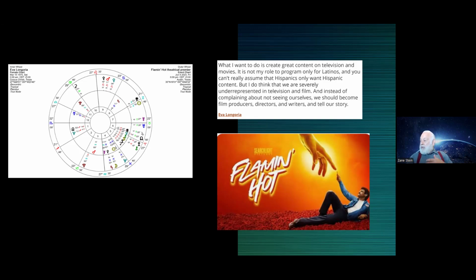Transiting Mercury was in close square to her natal Mercury, ruler of the 11th. She was also having Mars opposing her natal Mars. So you can see in all of these events that happened to Tom, that happened to her, the 5th and the 11th are active each time.